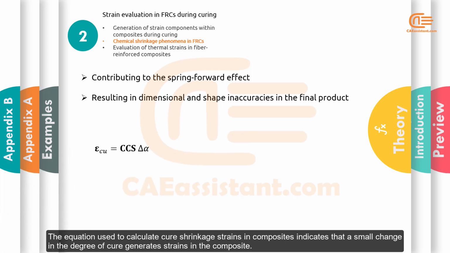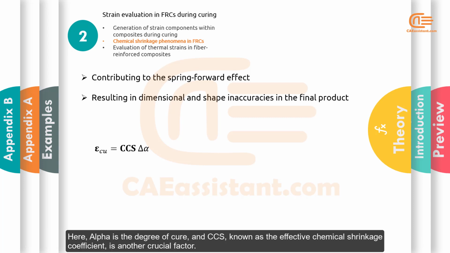The equation used to calculate cure shrinkage strains in composites indicates that a small change in the degree of cure generates strains in the composite. Here, alpha is the degree of cure and CCS, known as the effective chemical shrinkage coefficient, is another crucial factor.